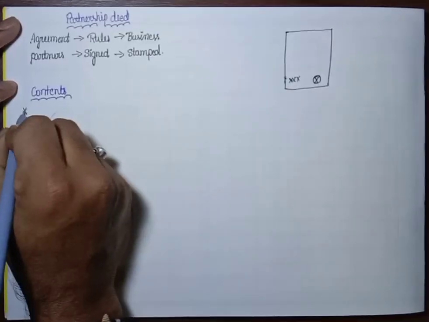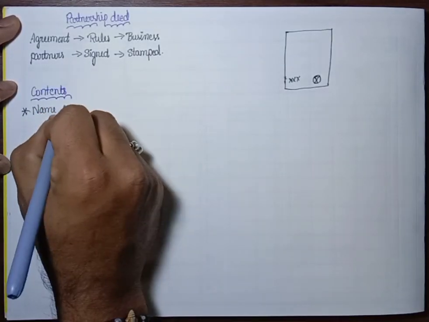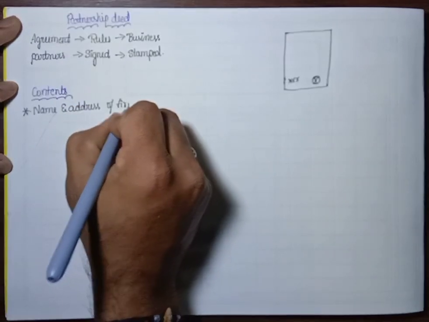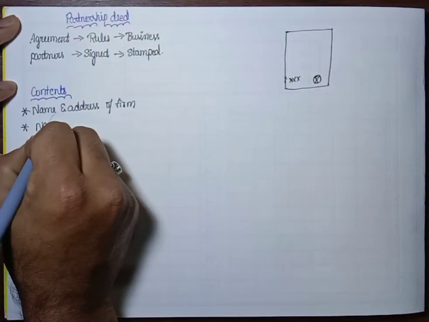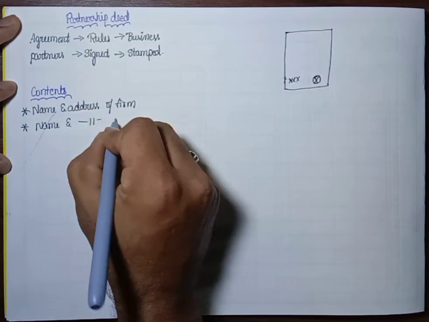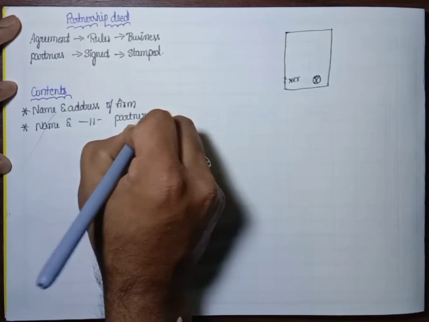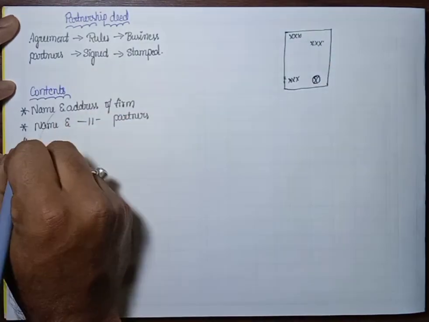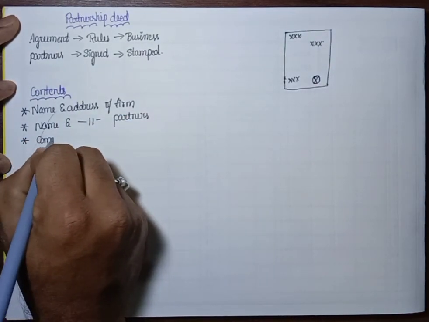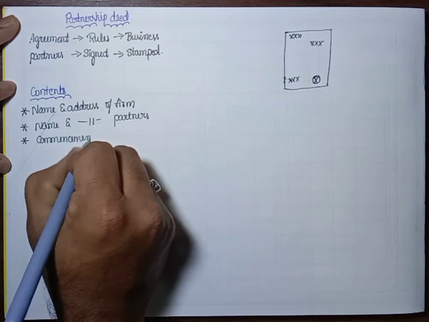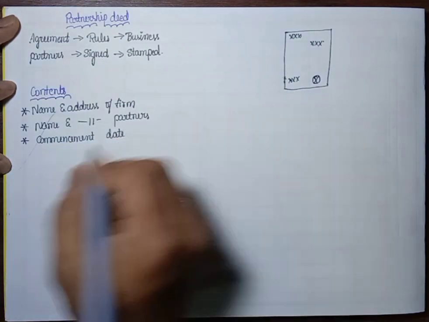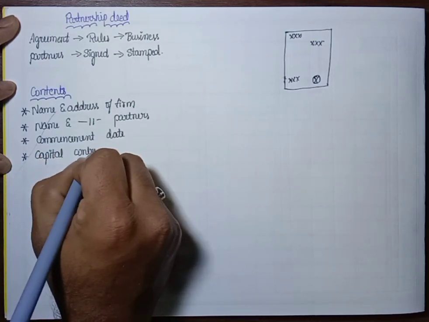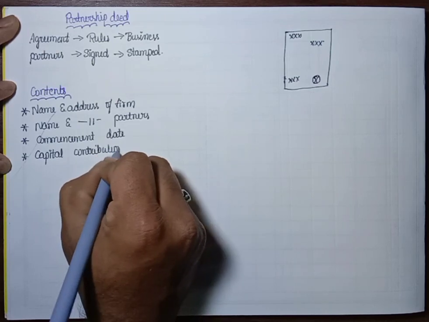First one is name and address of firm. Then name and address of partners. So business name is recorded and partners' names are recorded, and commencement date of business. Capital contribution by each partner.